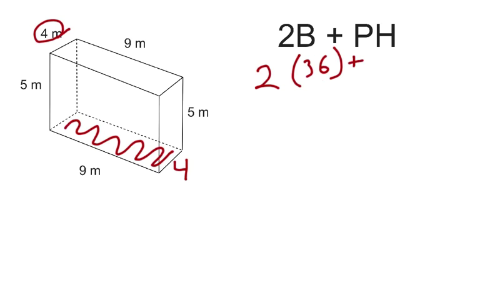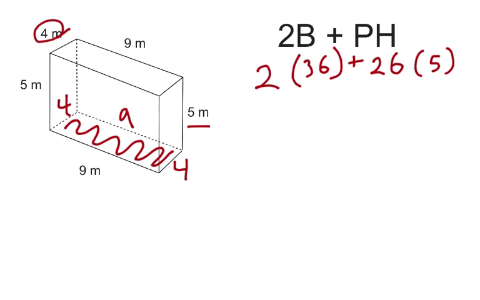Okay? Plus. Now P stands for perimeter of the base. Perimeter is the measure around something. Okay? So I'm going to add up all the sides on my base. I know this is also a 9, and this one is also a 4. 9 plus 9 is 18. 4 plus 4 is 8. 8 plus 18 is 26. So my perimeter is 26, and my height is the only number I haven't used yet, which is this 5. So I'm going to multiply that. That is going to be my height.